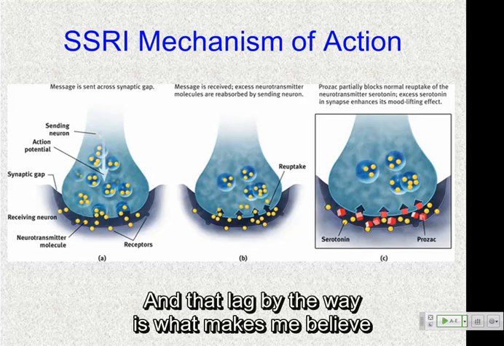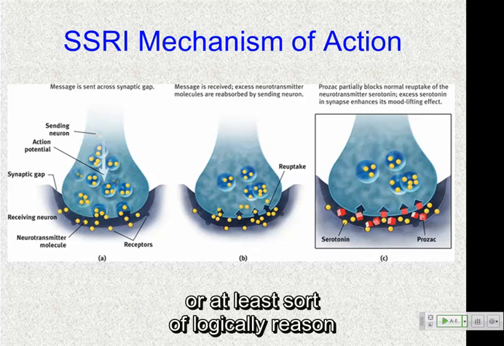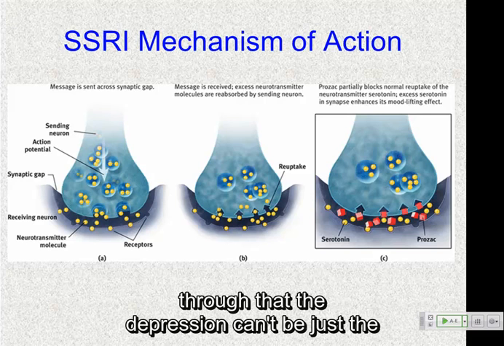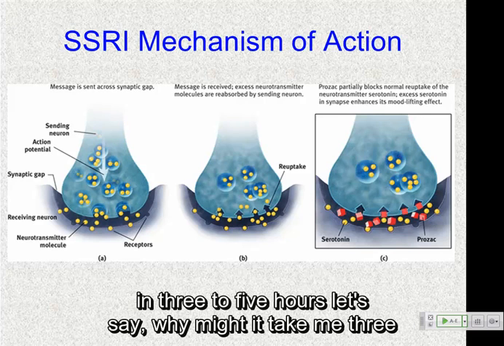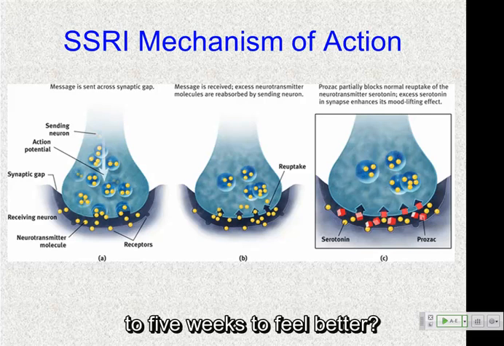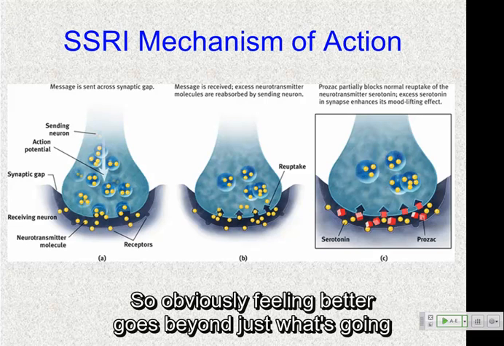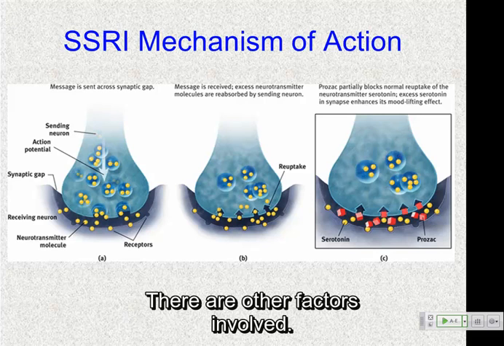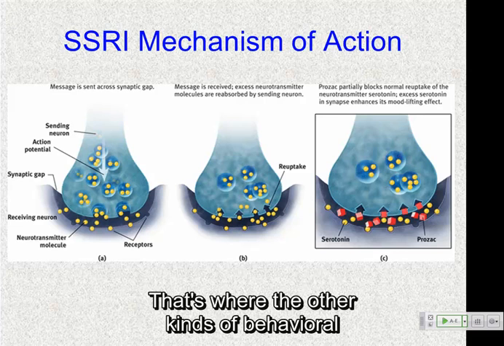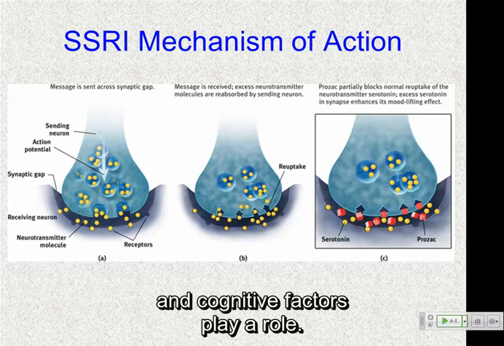And that lag, by the way, is what makes me believe, or at least sort of logically reason through, that the depression can't be just the neurotransmitters. Because if the neurotransmitter changes occur in 3 to 5 hours, let's say, why might it take me 3 to 5 weeks to feel better? Right? So obviously feeling better goes beyond just what's going on at the level of the synapse. Right? There are other factors involved. That's where the other kinds of behavioral and cognitive factors play a role.